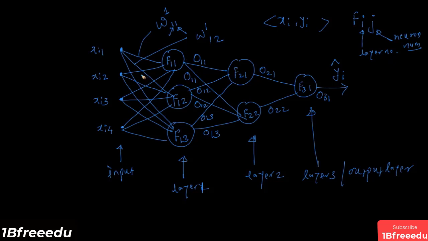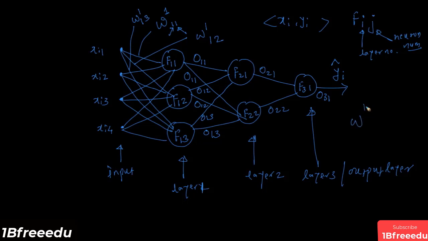Similarly, I can write this as W1. It's going to layer 1. In layer 1, where is it going? It is going to neuron 3, that's why this is 3. And from which input is it going? It is from 1. So this is W1 1 3.